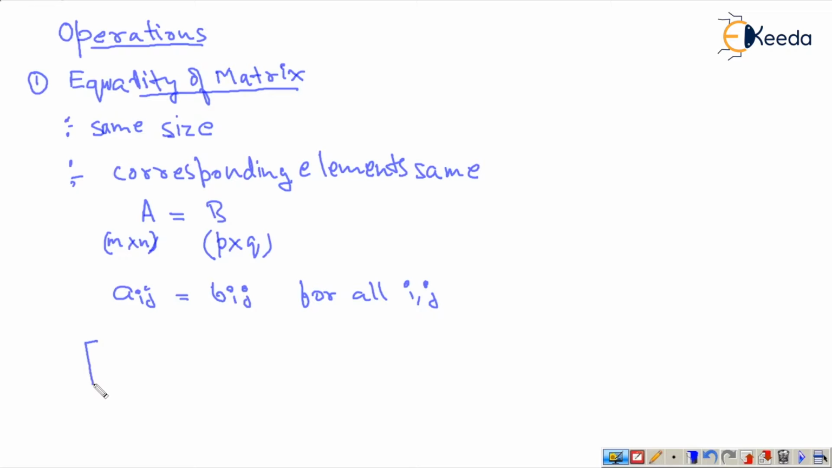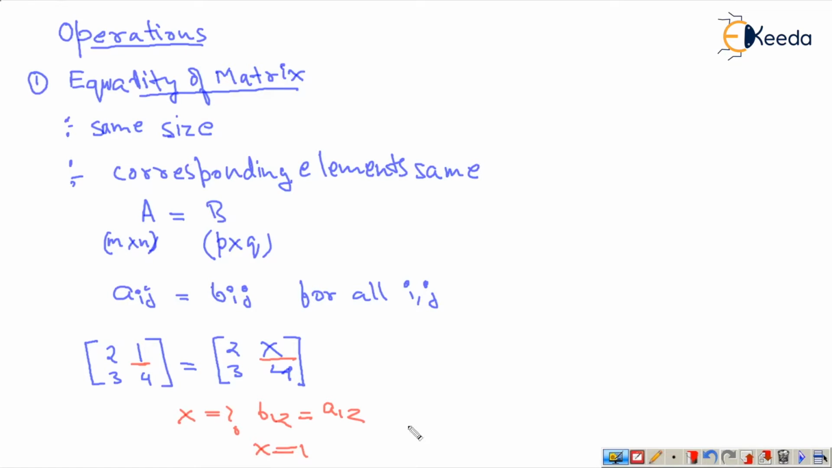Like if we have a matrix 2 1 3 4, let's say this is A, then the other matrix, it has to be 2 x 3 4, then you can see that if you have to find what is x, you can see this is first row second column, B12, it has to be same as this element which is A12. So that means x should be equal to 1, right?